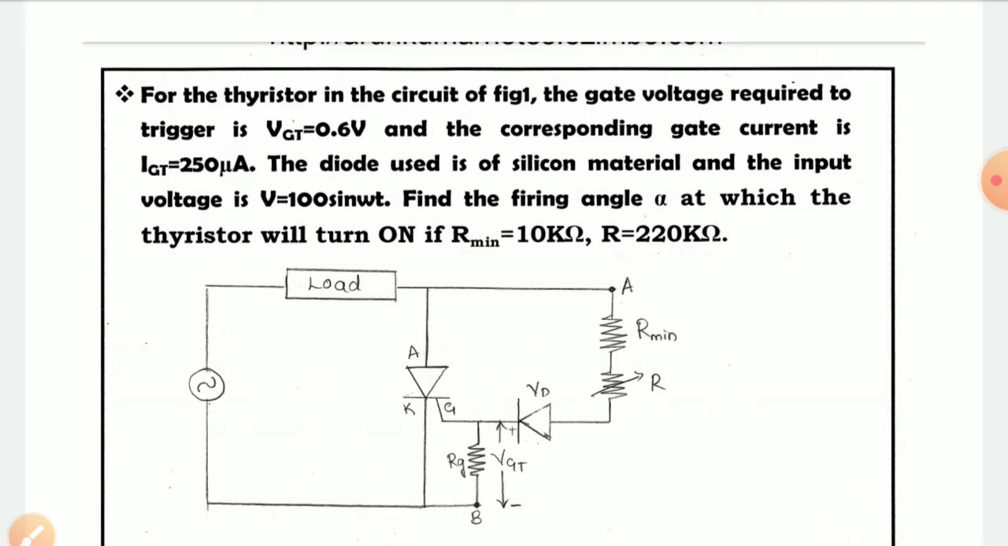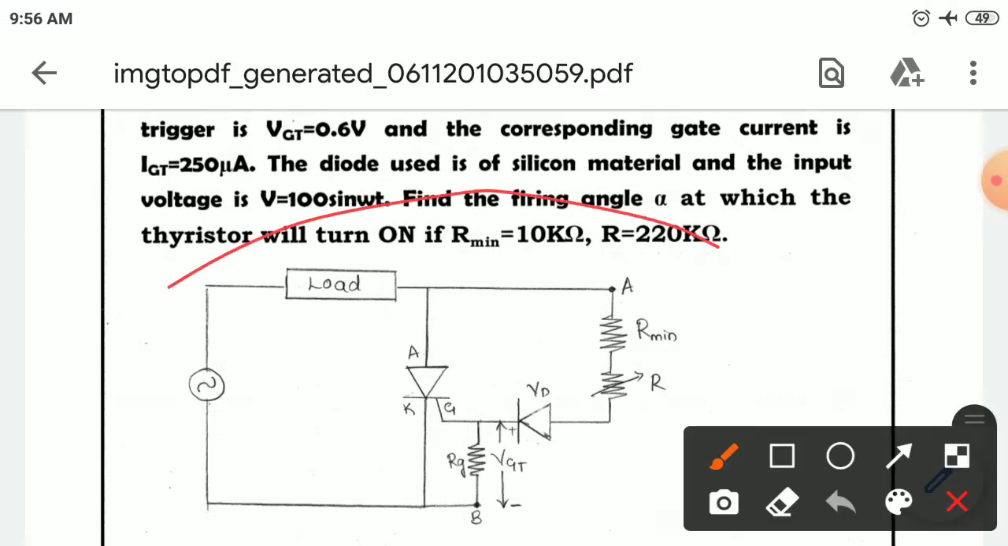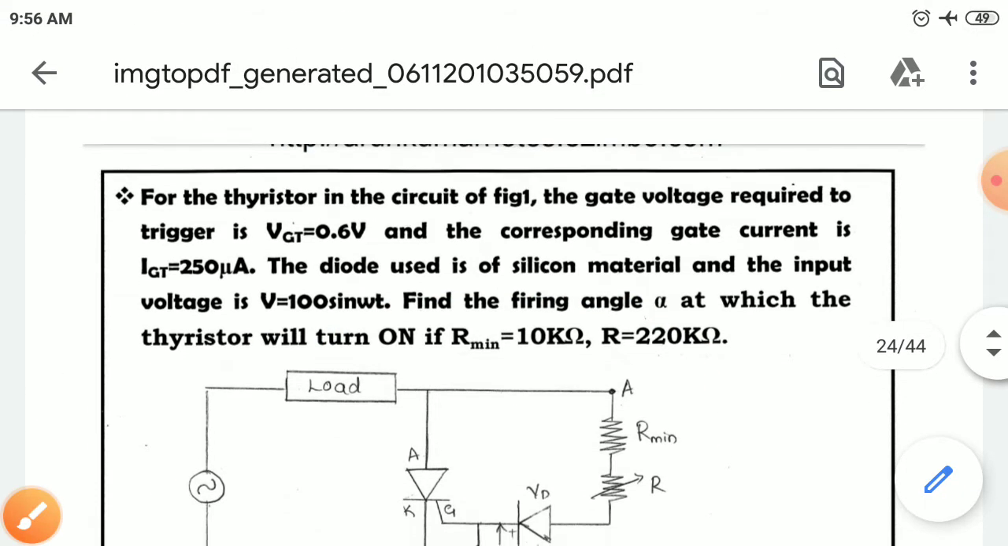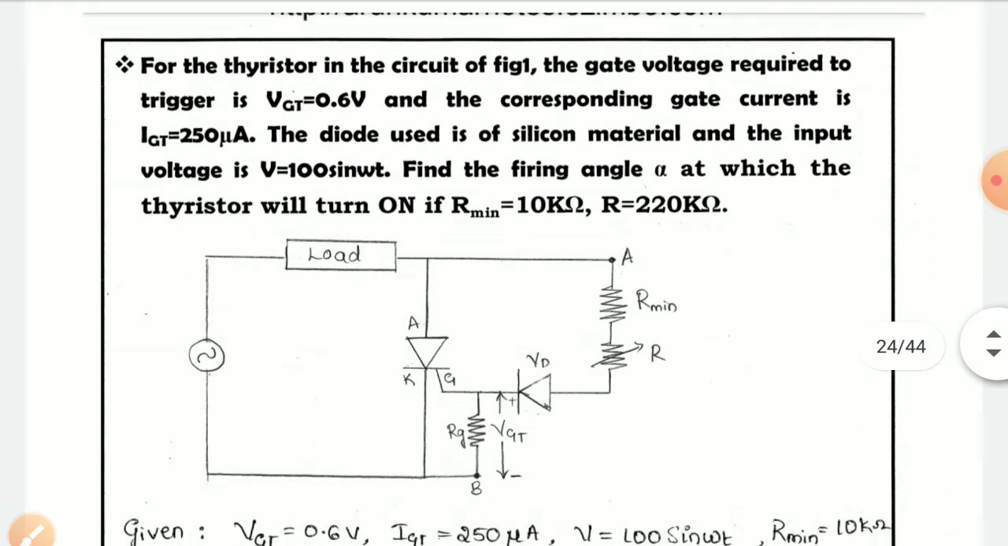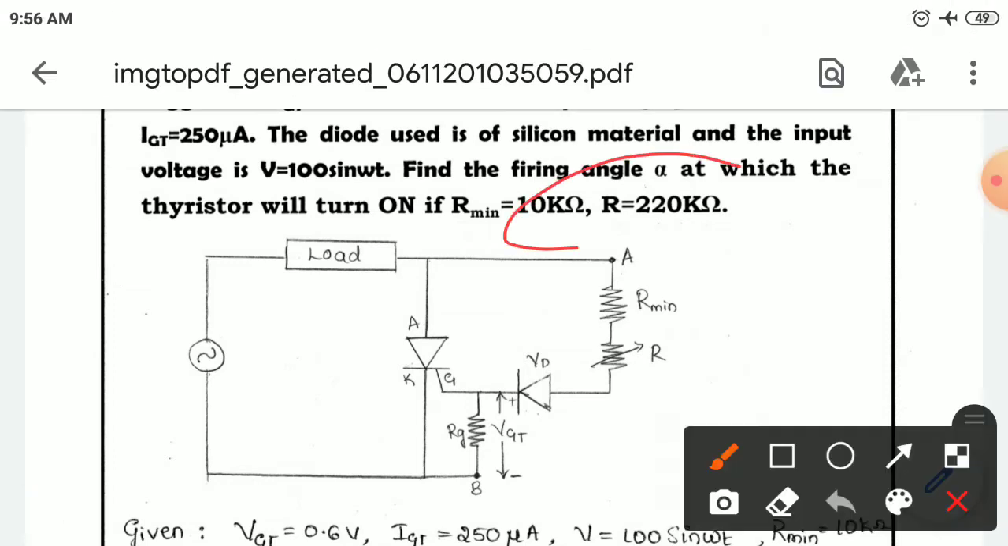Okay, so the first problem is for the thyristor circuit of figure 1, which is shown here. So you can see, refer to this figure. The gate voltage required to trigger is VGT equal to 0.6 volts, and the corresponding gate current is IGT, 250 microampere, and the diode used is of silicon material, and the input voltage is V equal to 100 sin omega t. Find the firing angle alpha at which the thyristor will be on if R minimum is equal to 10k and R is equal to 220k.